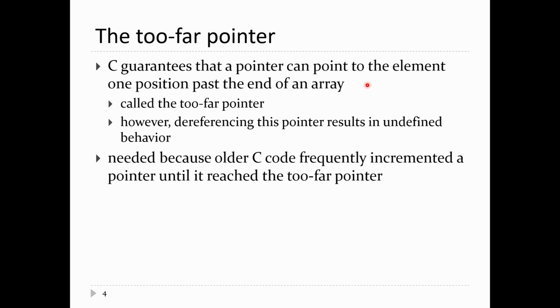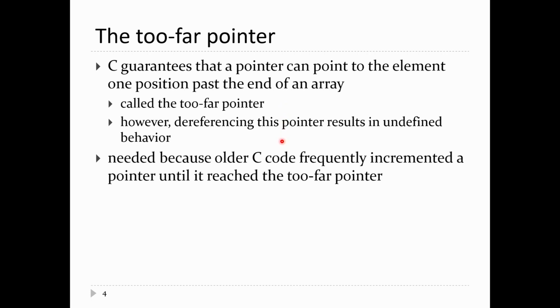here's my array A. You know that that thing there is just the address of A[0]. Well, it turns out you're also allowed to make this pointer here, which is the address of A[3], past elements 0, 1, 2. So that pointer exists, and it's called the too far pointer because it's too far, past the end of the array.